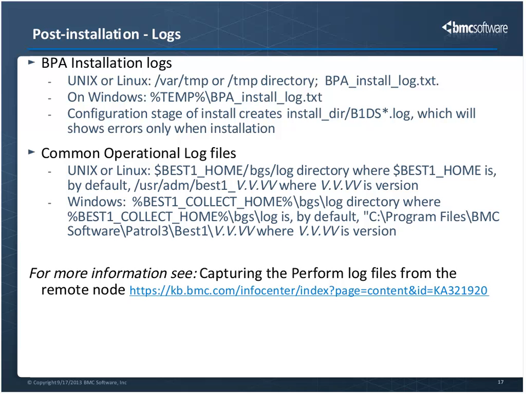Common operational logs on Unix or Linux systems are in the $BEST1_HOME variable, which is set by default. The logs are in there, and in Windows, it's in this directory here. One of the other things that's not all that new is how to get the logs from a remote machine if you can't log in. So this is actually a really good document for that. It tells you how to get those logs without having to go to the machine. It's a pretty big deal. It's pretty nice.